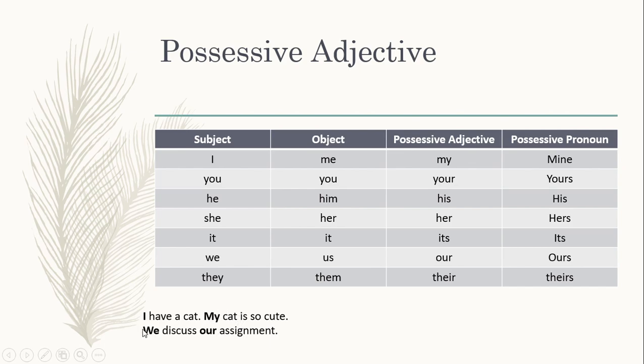Seperti contoh kedua, we discuss our assignment. Jadi we di sini adalah subjeknya, discuss sebagai verbnya. Kemudian ada assignment. Assignment adalah tugasnya. Tugasnya siapa? Our. Punya kita.